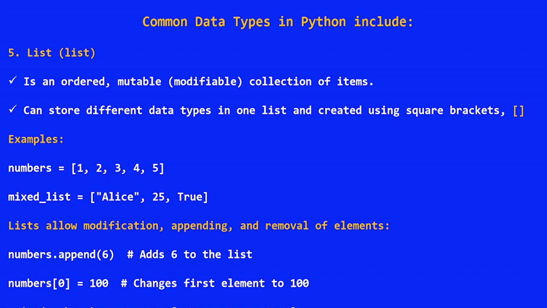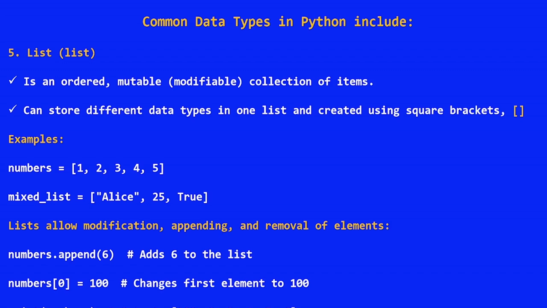A list can store different data types in one list and is created using square brackets. So if you see any collection that is created using square brackets, then that is a list. For example, a list of numbers is numbers equal to 1 through 5, and we have a mixed list. A list can contain multiple or different data types. So, for example, we have a mixed list of different items, and we have a list of the same items.